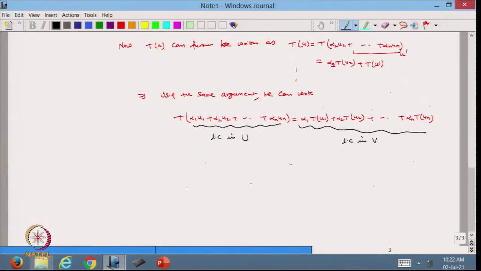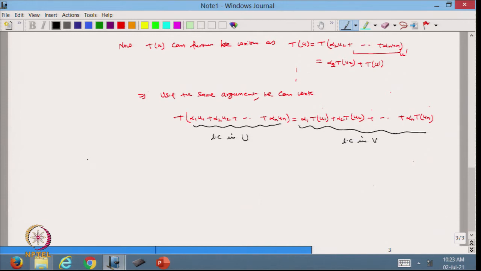It means that the linear transformation of the linear combination in U is equal to the linear combination in V, and the coefficients, the alphas, will be the same. So this thing we can prove from here.